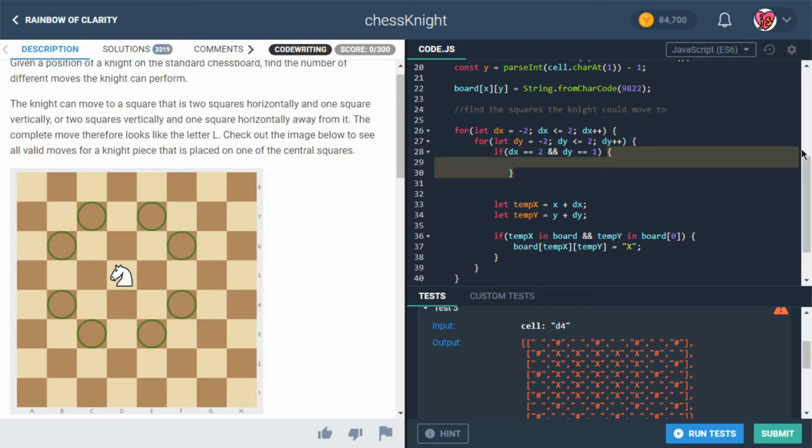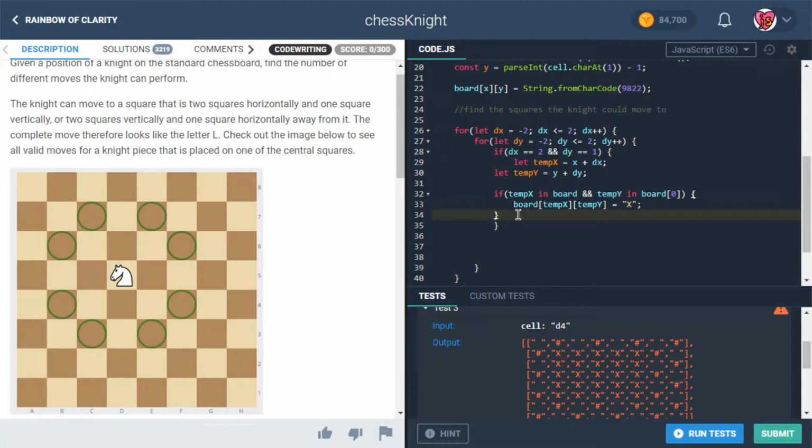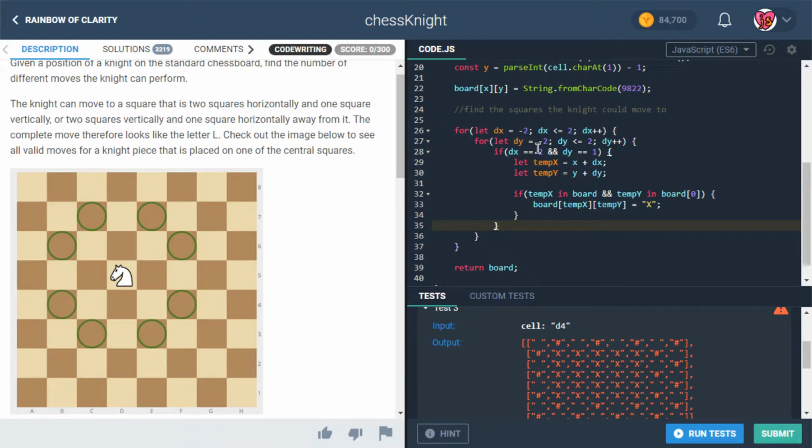I'm having weird indenting happening here, so let's see. That's better. All right, and let's take this and put it up here, because we don't want that to fire if we don't have the right kind of dx and dy over here. Okay, so this is kind of what I was saying before.